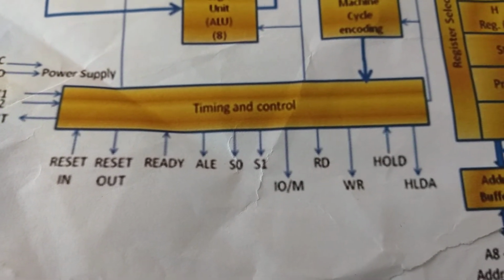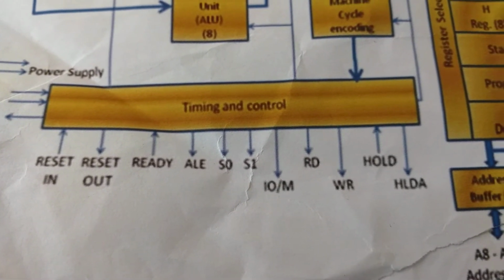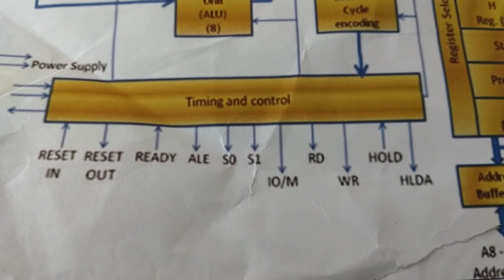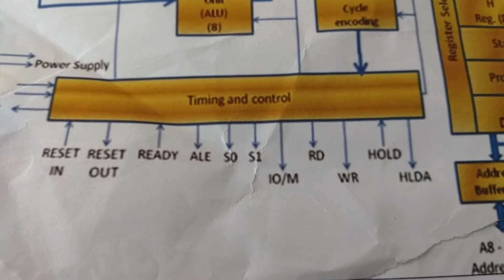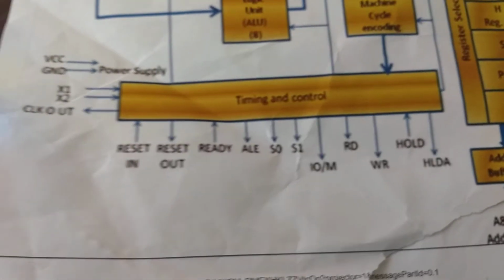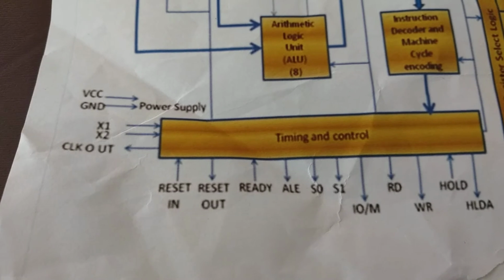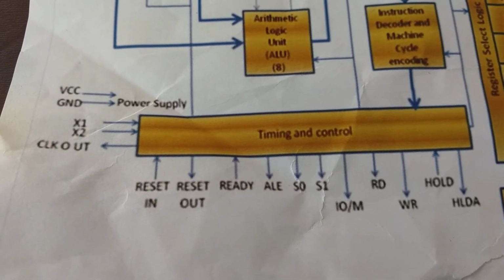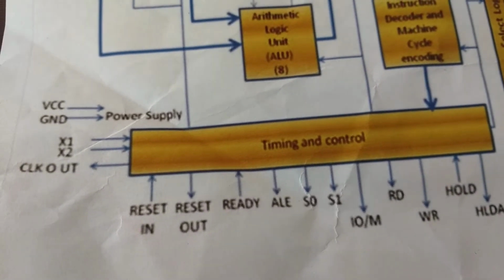So these are the different indications. Then HOLD, sometimes the instruction is hold, and HLDA means acknowledge, whatever the acknowledgement is given by this pin. Equal to 1 written means the pin is active. If it is 0, then it is inactive.